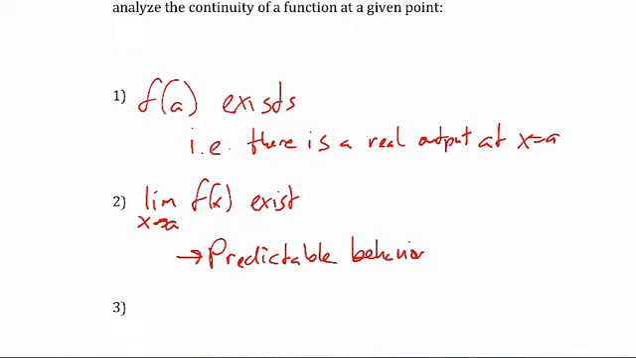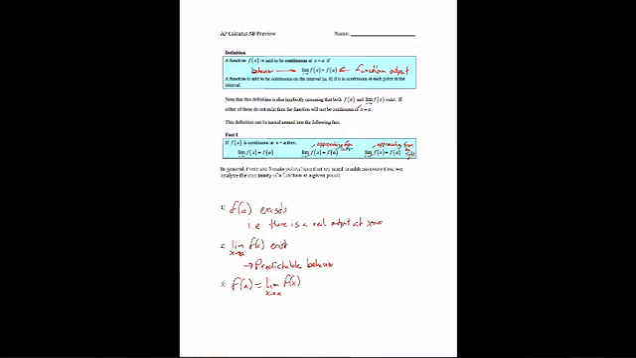Now, the final part is that f of a, the value that we plug in, has to be equal to that limit that we get as x approaches a of the function f of x. Now, some of this seems redundant, but we're going to look at some examples where it does kind of become important. So on the next page, we're going to look at a graph.